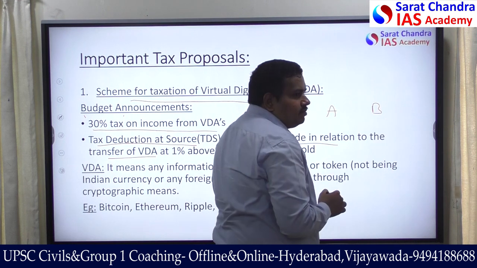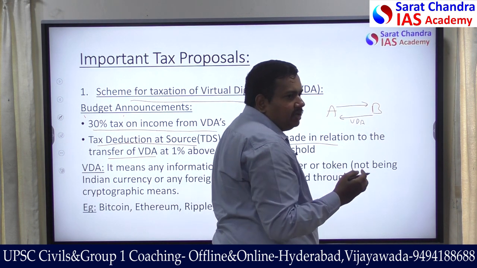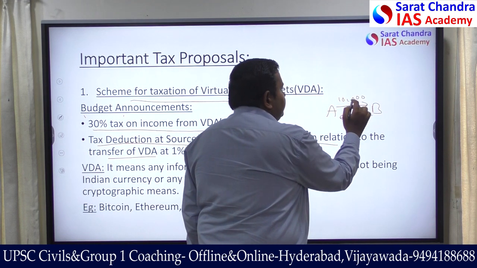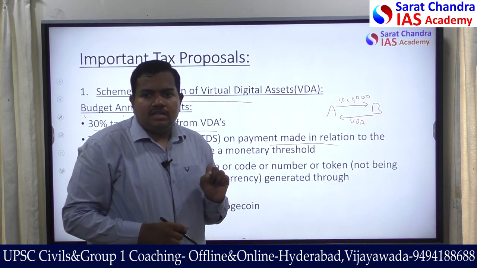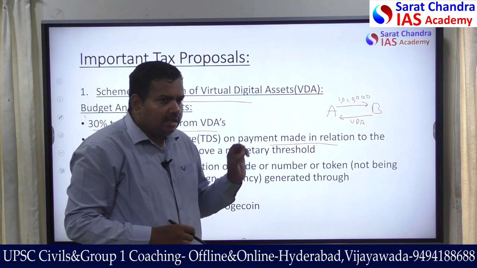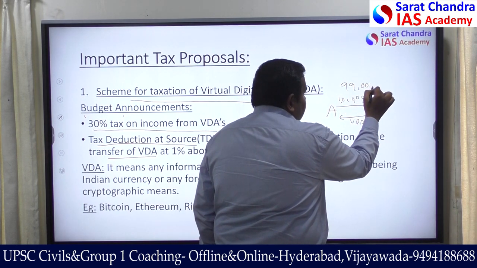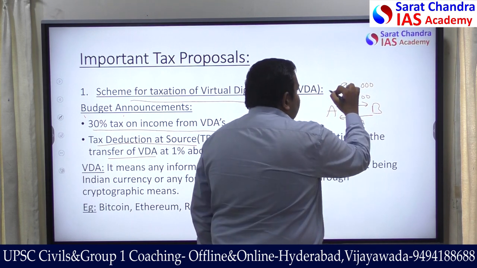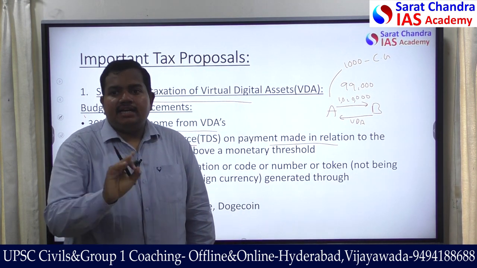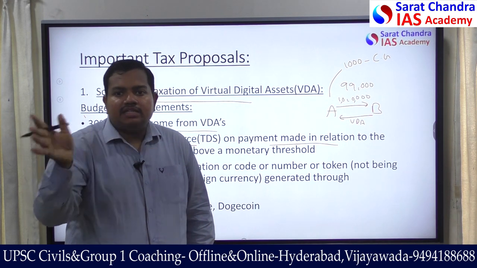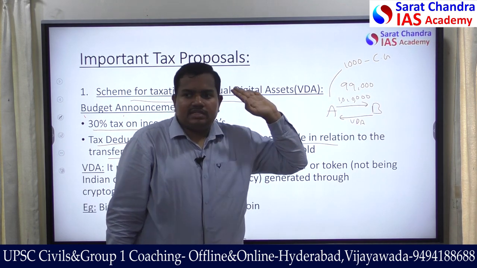That means from person A to person B, if person B is selling you one virtual digital asset, for that you have to pay some payment. Let us assume the payment is around 1 lakh rupees. On that 1 lakh rupees, 1% means how much? Around 1,000. So 99,000 you are going to pay to person B, and 1,000 you are going to pay to the central government in the form of tax. Tax deduction at source: whenever a transaction happens, 99% will go to person B and 1% will be transferred to the central government.